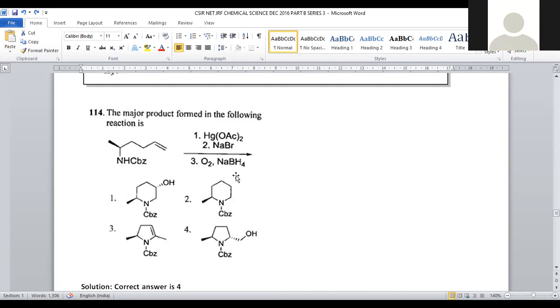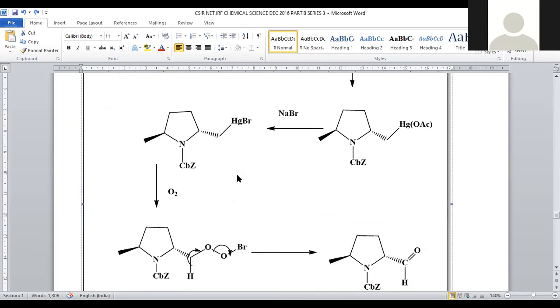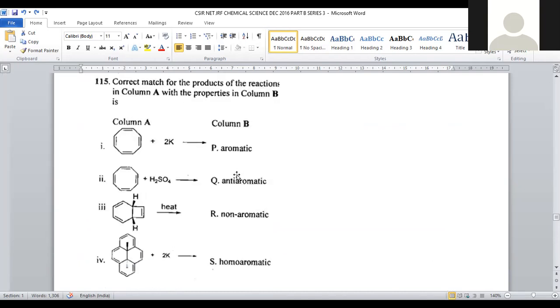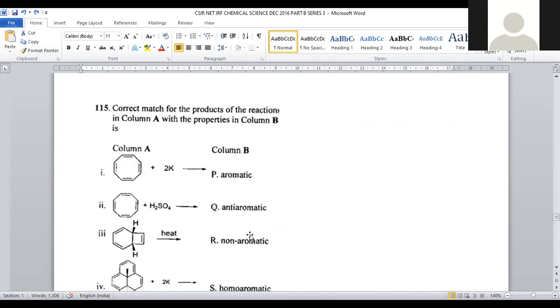So by using all these reagents, again it is a part of reagent chemistry. Now let us move on to question number 115. Question number 115 is a part of aromaticity, organic chemistry. From that segment, the question was given.